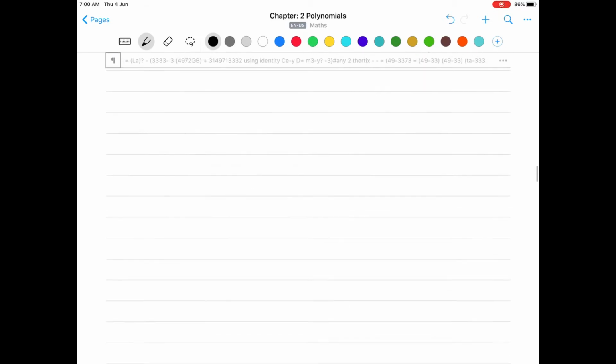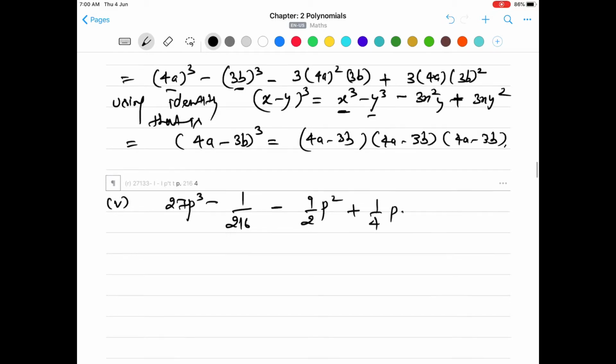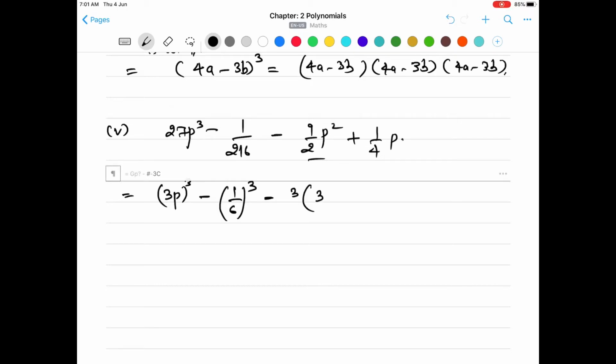Okay, now we have the last part of this question, which is part 5: 27p cube minus 1 by 216 minus 9 by 2 p square plus 1 by 4 p. This is an important part of this question, so understand it carefully. We can write 27p cube as 3p whole cube. Then we have minus 1 by 216; as you know, 216 is the cube of 6, so we can write this as 1 by 6 whole cube. Then we have minus 3x square y, where x is 3p and y is 1 by 6. Then we have plus 3xy square.